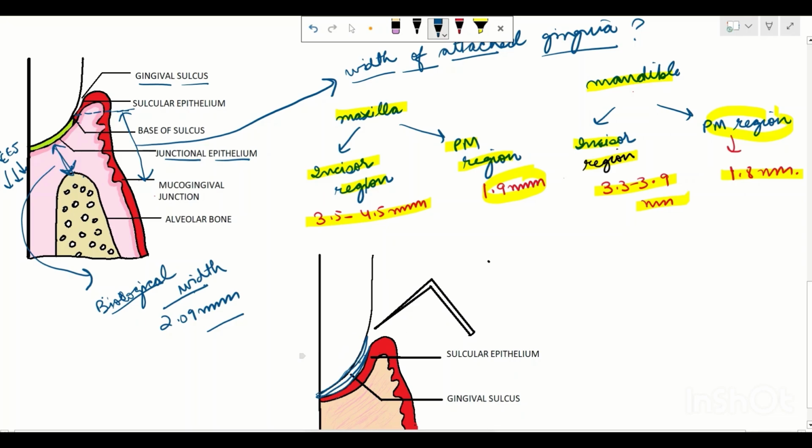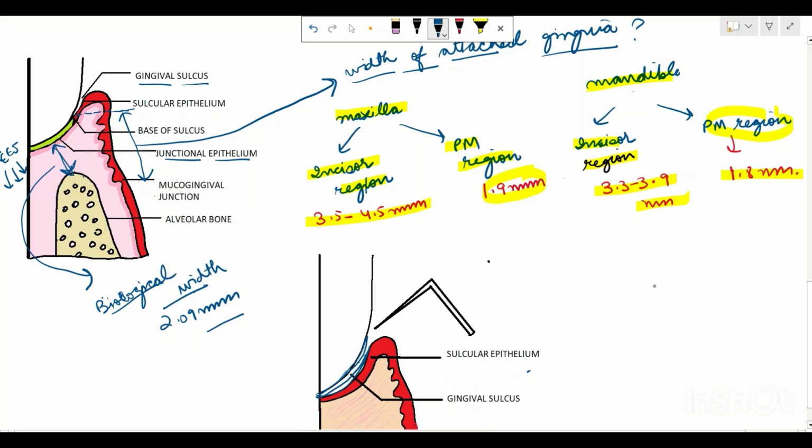It is bound by the tooth on one side, and on the other side you will see the free margin of the gingiva, that is the epithelium lining the free margin of the gingiva. On one side there will be the sulcular epithelium, and the other side is bounded by the tooth.